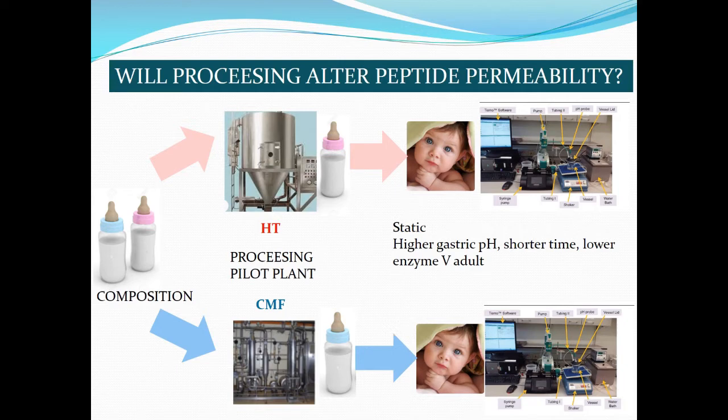One by high temperature, which is what is used routinely in infant formula manufacture. And the other method, the alternative method, was making it by cascade membrane filtration. Both of the IMF products that were made were microbially safe and met all the standards required. We then took each of these products and digested it using a static Infogest protocol for the infant gut. That has a higher gastric pH, a shorter transit time, and lower enzyme activity than the adult protocol.